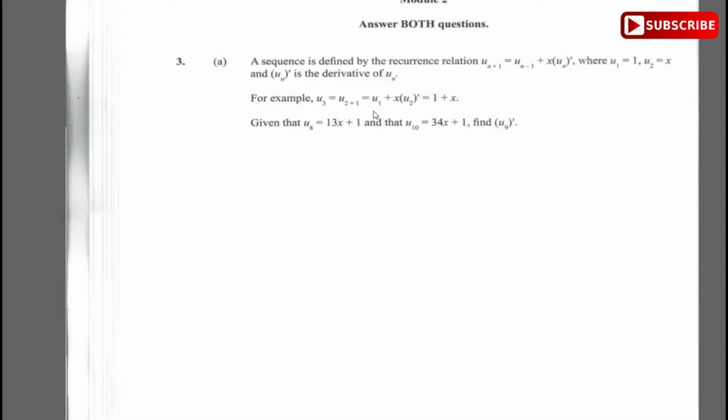All right, so this is the formula. I always start with the formula. So I start with the formula that u(n+1), and they say that's equal to u(n-1) plus x times un prime.